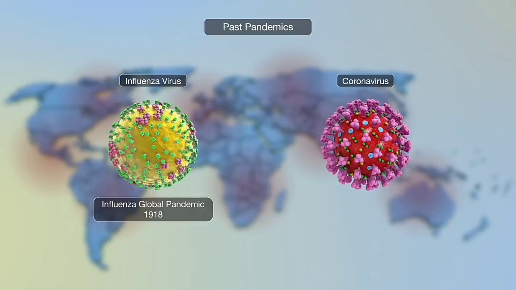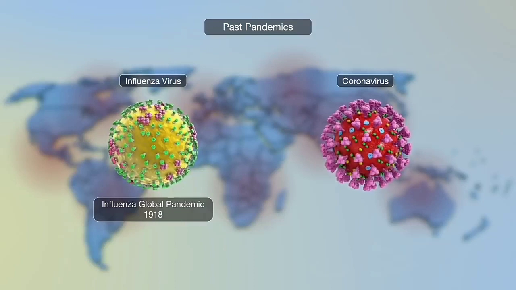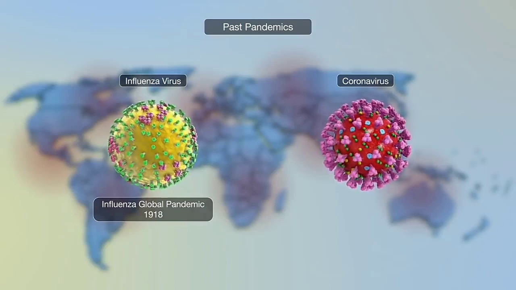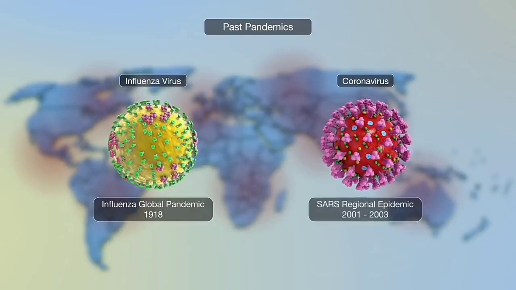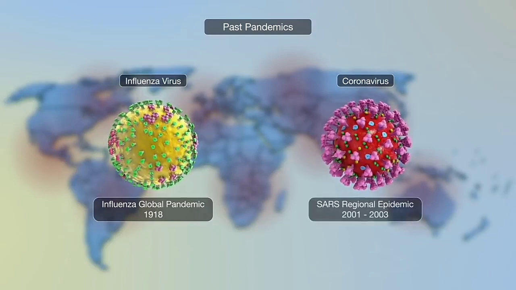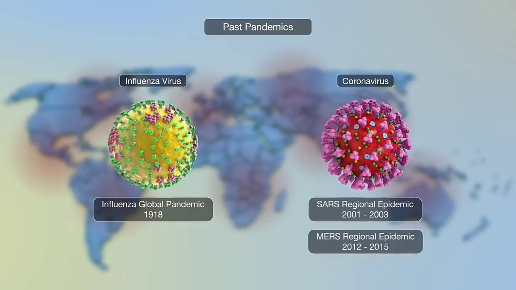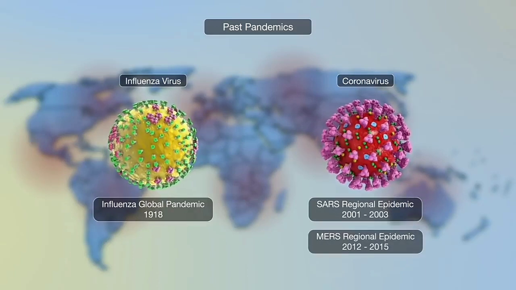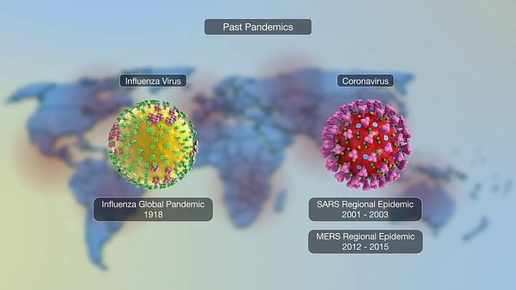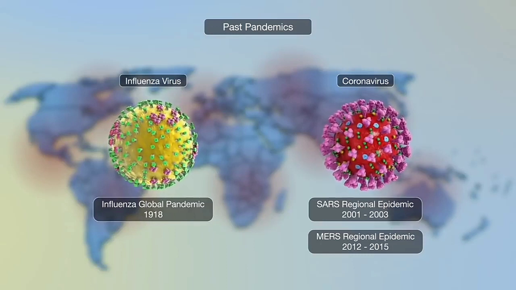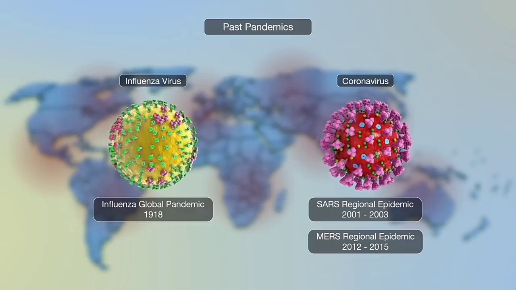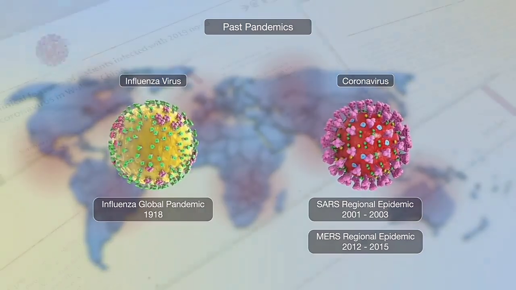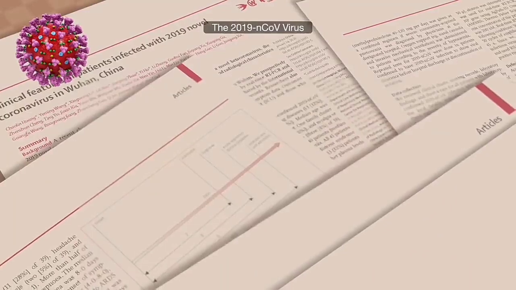While no global pandemic has been born from the family of coronaviruses, 2 regional epidemics have resulted from this family of viruses. They include SARS, or Severe Acute Respiratory Syndrome, and MERS, or Middle East Respiratory Syndrome, from 2001 to 2003 and 2012 to 2015 respectively, and resulted in over 1500 deaths.